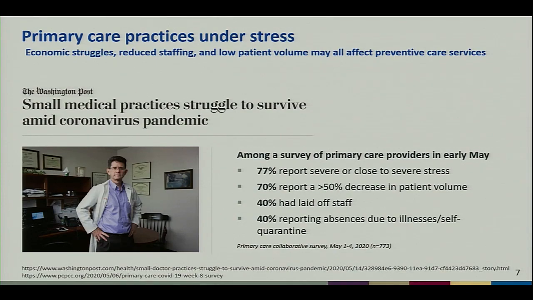Also during this time, many medical practices were under severe stress as patients were not being seen, staff may have been furloughed, and some practices closed temporarily or unfortunately permanently.